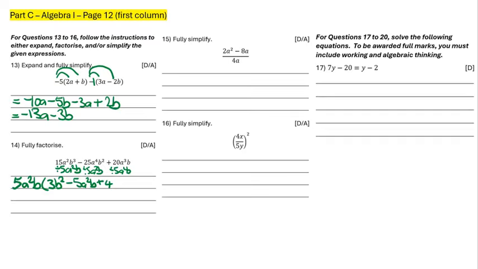A cubed divided by a squared is just a single a. And then b divided by b, they cancel out. And we do a close bracket. And then we've got that there.